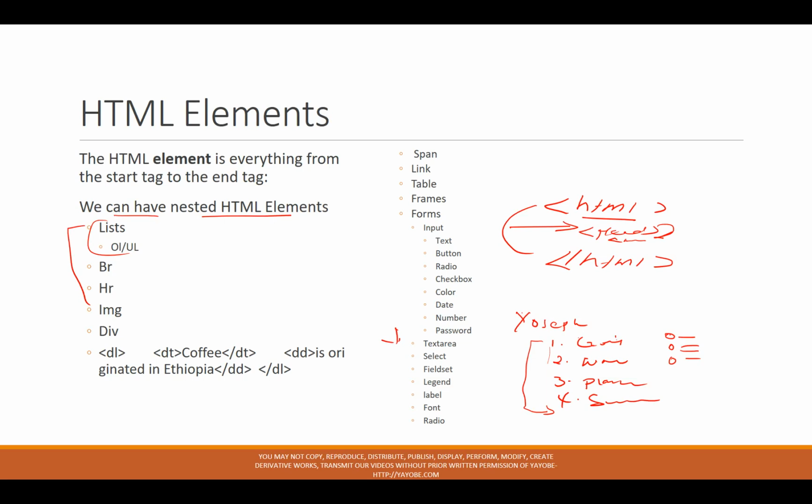A link is another very interesting HTML element. Earlier I showed you about lists, ordered list and unordered list, line break and horizontal line, image, div, DL and span. If you haven't seen that video before you see this one, I advise you to go back and watch that video. Now I will explain to you about a link.